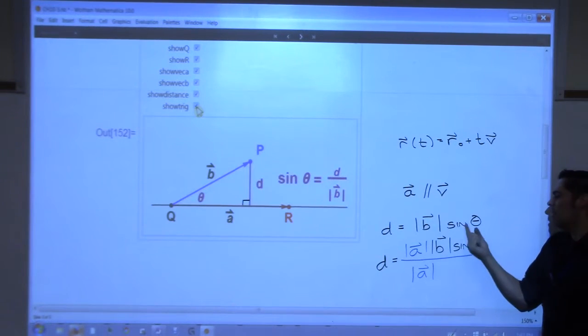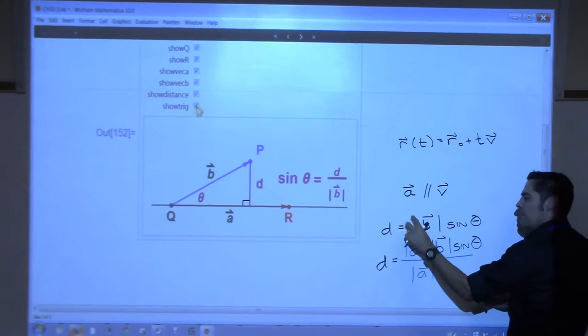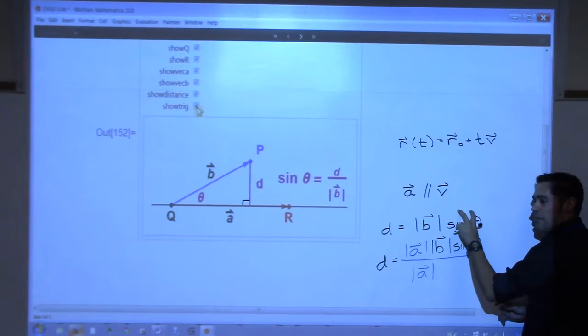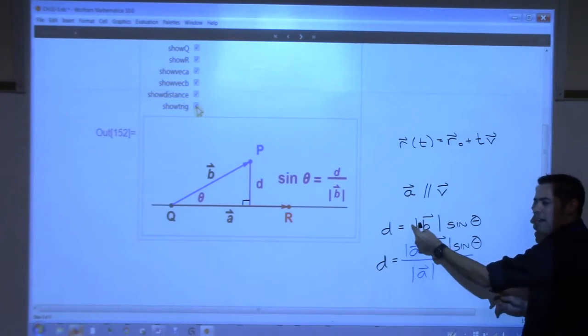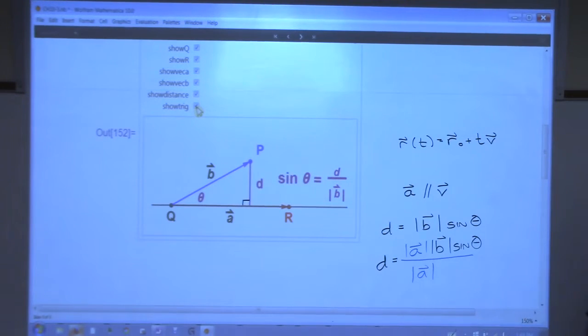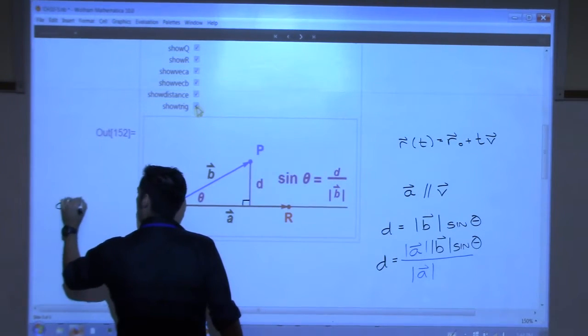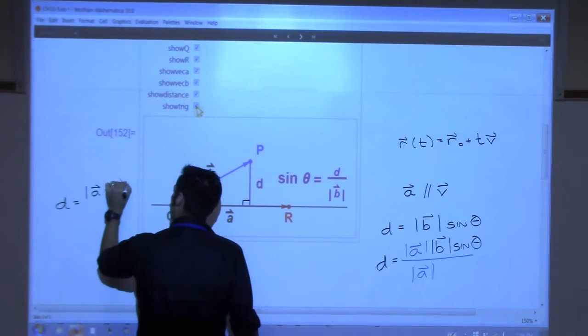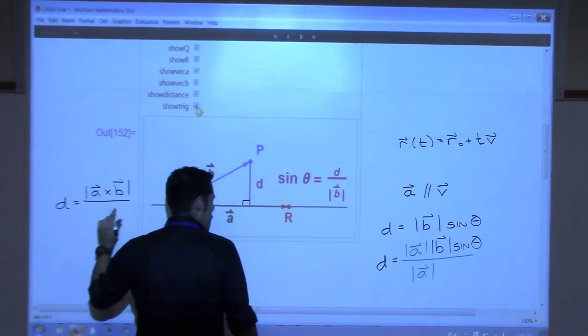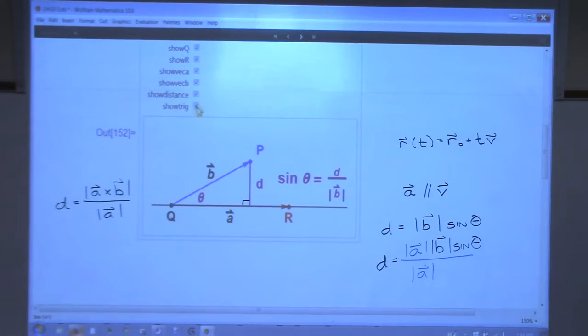So what I did is I said, you know what? This is fine. That's great. I've got a good formula. But finding sine of theta is going to be work. Too much work. I don't want to have to go find theta and then go find sine of it. If that was magnitude of A times magnitude of B times sine of theta, that would be magnitude of cross product. But I didn't have that. So I introduced it on top and bottom to make it happen. Clever, isn't it? Isn't that clever? So D then is magnitude of A cross B over magnitude of A. That is the distance. Shortest distance between a point and a line.